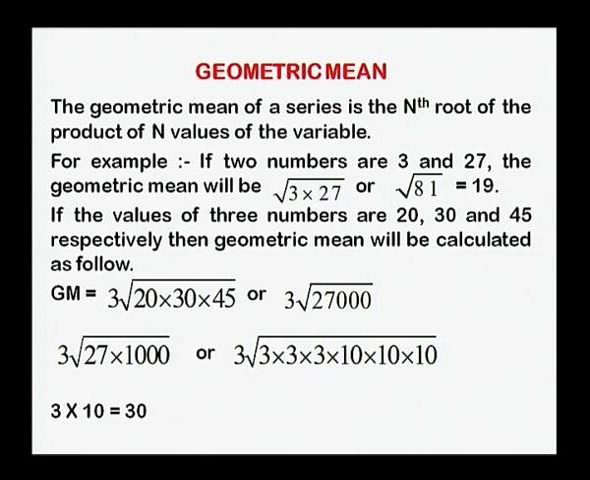If the values of the three numbers are 20, 30 and 45 respectively, then geometric mean will be calculated as follows. Geometric mean is equal to the cube root of 20 multiplied by 30, then multiplied by 45. In this way, we get the cube root of 27,000, and in this way, we calculate the cube root of 27 multiplied by 1000, or the cube root of 3 multiplied by 3 multiplied by 3, and multiplied by 10, then again multiply by 10 and multiply by 10. In this way, we get 3 into 10, and that is equal to 30. So, 30 is the geometric mean of three values. These are 20, 30 and 45.